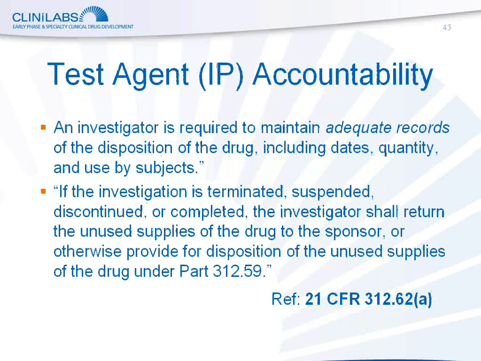So test agent or investigational product accountability, also nominally called drug accountability, is one of the key items to adequately maintain records of. You need to know the disposition of the drug, the dates, the quantity, and its use by subject. If the investigation is terminated, suspended, or when it's completed, the PI also has to return those supplies to the sponsor unless the sponsor says they should be destroyed. And then you have to do so under their guidance.